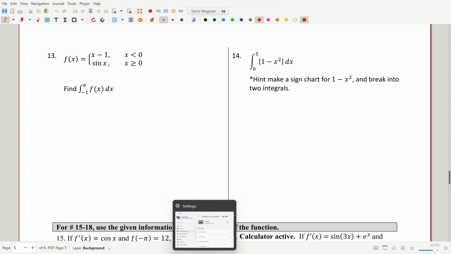Yep. So anytime you have to break up an absolute value into a piecewise function, you need to make a sign chart for what's inside those absolute values. So we have 1 minus x squared. You could do it just by thinking about it, or you can factor it out and just do it the long way. So I'll show the factoring.